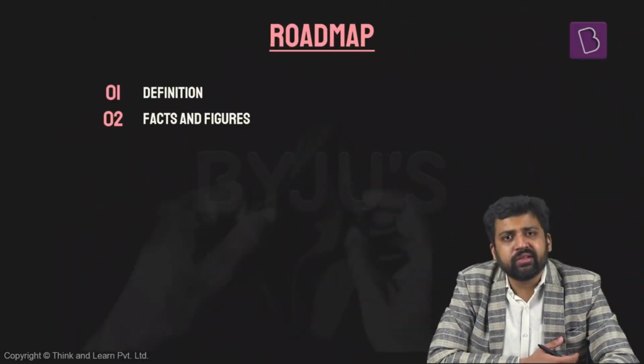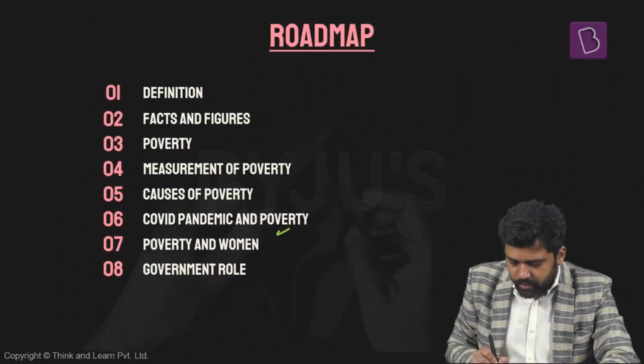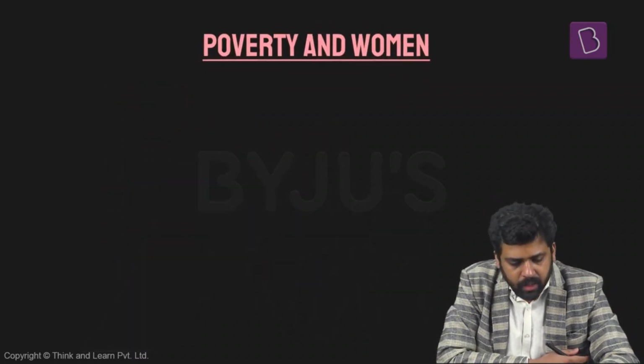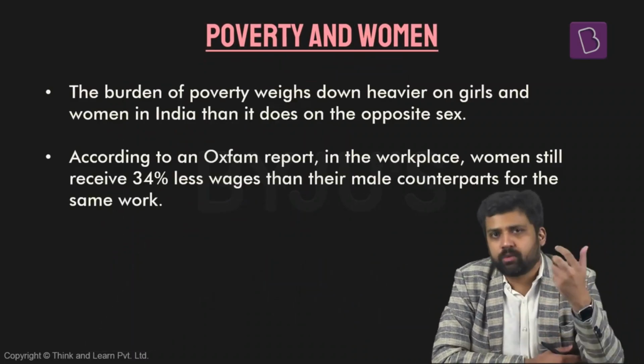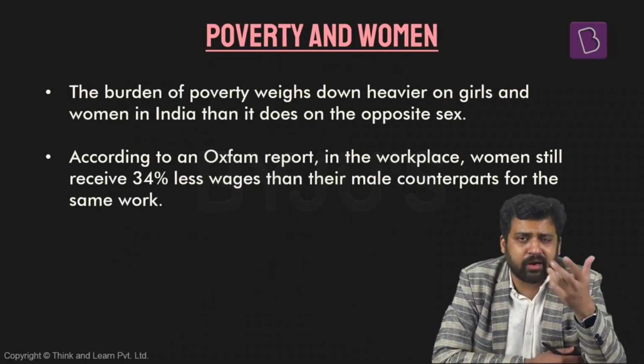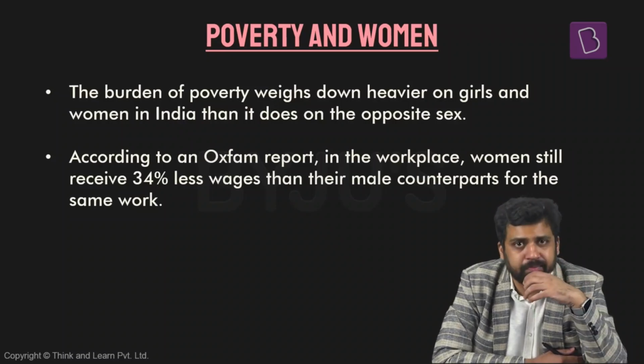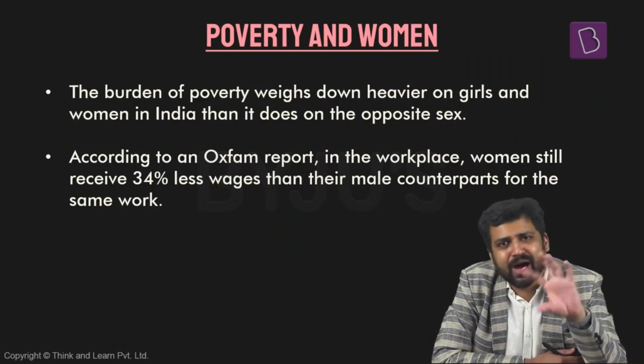Now another dimension that I wanted to talk about is the gender dimension. What about the linkage between poverty and women? Now you would assume that households are poor. Generally, whenever these surveys are done, they look at poverty at the household level. Within the household, they will try to find out how much they're spending, how much they're earning. So at the household level, you get an idea.